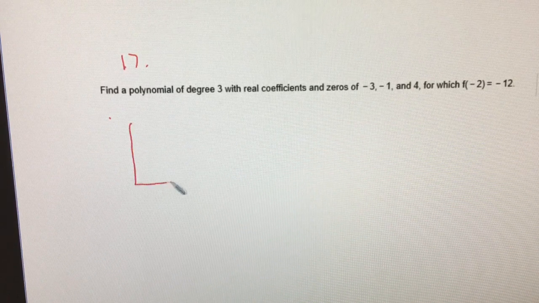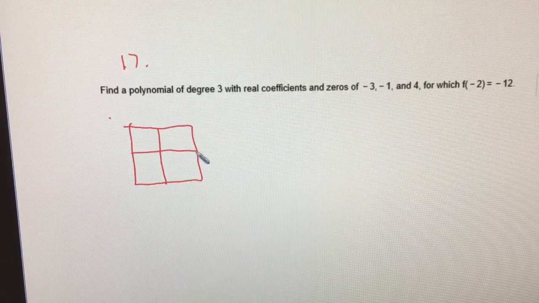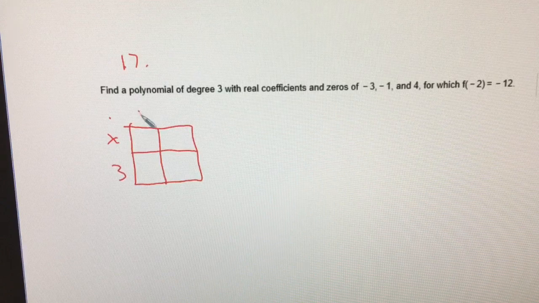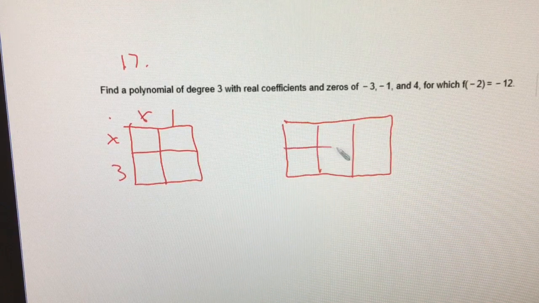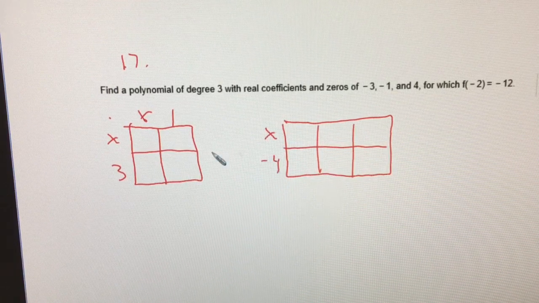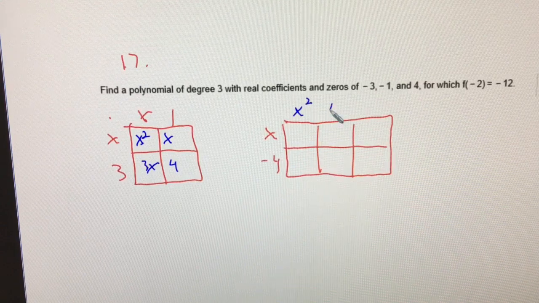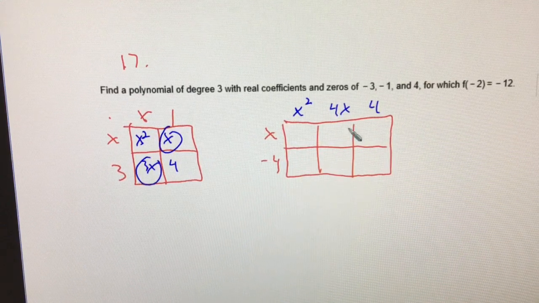I'm going to make 2 Punnett squares, a 2 by 2 Punnett square of x plus 3 times x plus 1, and then a 6 square Punnett square, and that's going to be x minus 4. The inside is going to be x squared, x, 3x, 4. That's going to go up here, x squared, 4x. Notice I added these two up, plus 4. Now I have to fill this in.